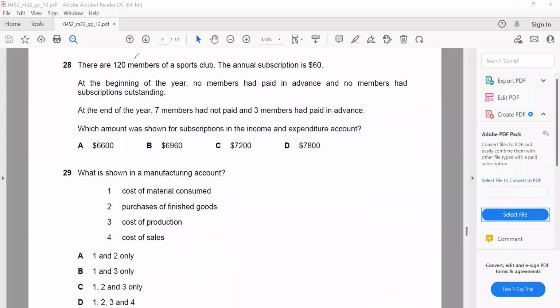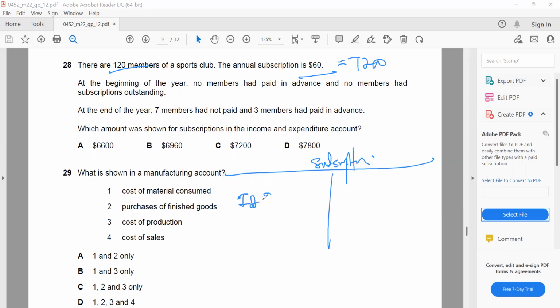Okay, question 28. There are 120 members of a sports club. The annual subscription is $60. At the beginning of the year, no member has paid in advance and no member subscription is outstanding. That means no balance brought down for the subscription account. So this is the subscription account. We have 120 annual subscriptions. That means the total is 120 times 60, which is 7,200. This is the total, which is the income and expenditure amount, 7,200.